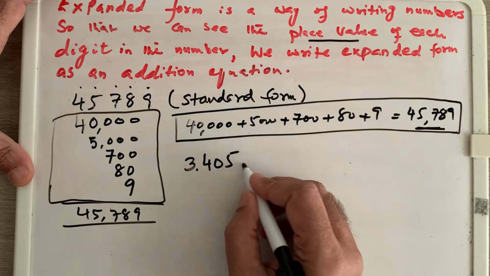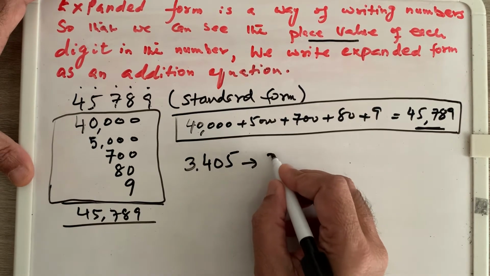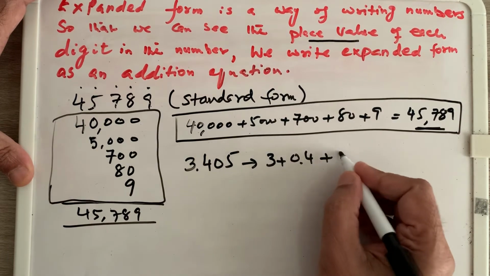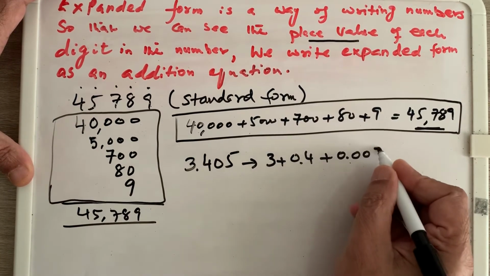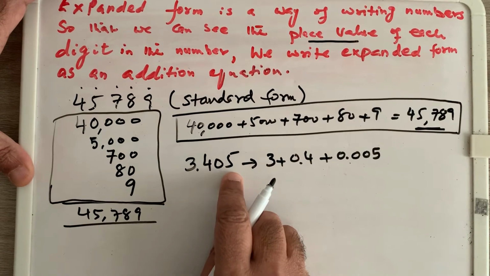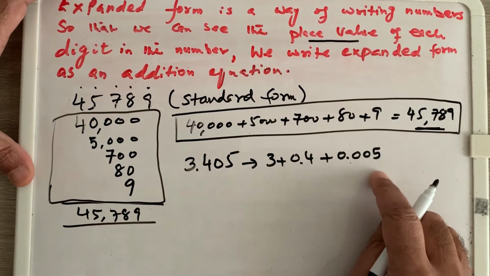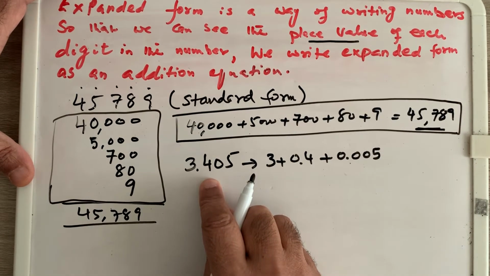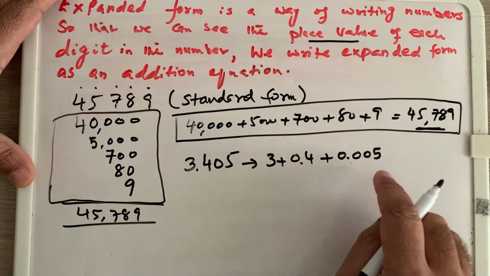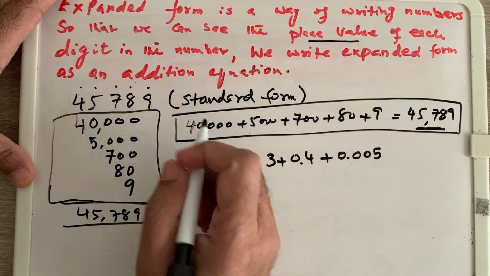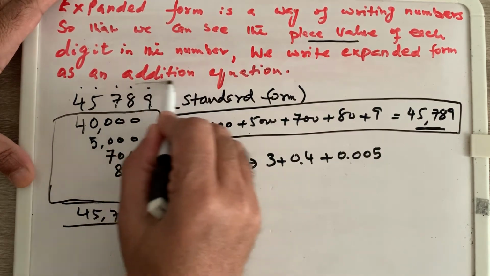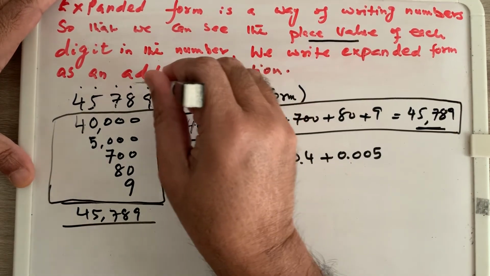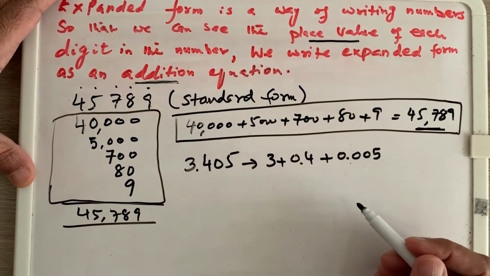3.405 maybe. So we can write it in expanded format as 3 plus 0.4 plus 0.005, because the next term is 0. So the 5 value is 0.005. Again, if we add all these numbers, we will get the same result. So we can write them in addition format, right? If we define the place values and then add them together.